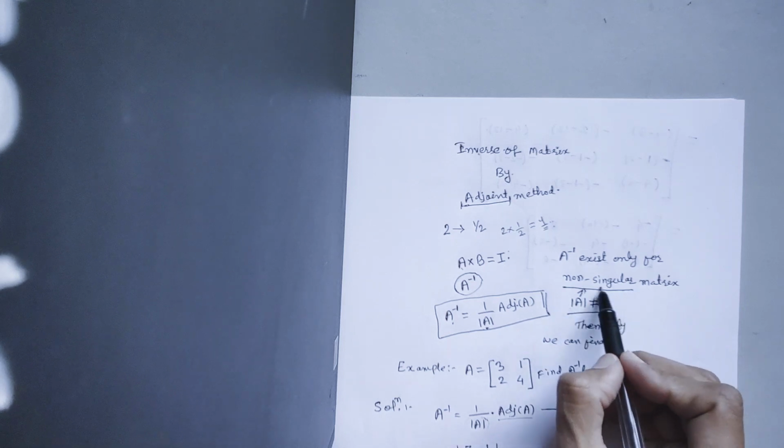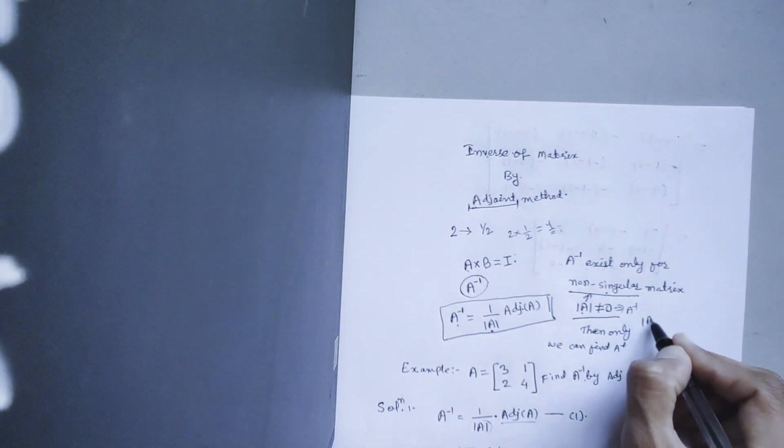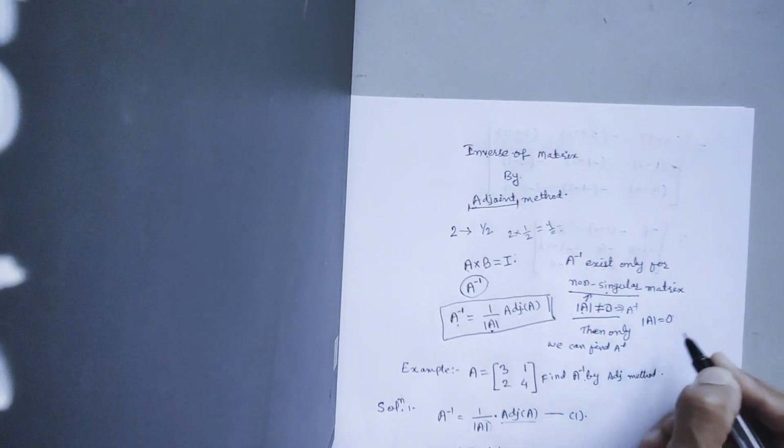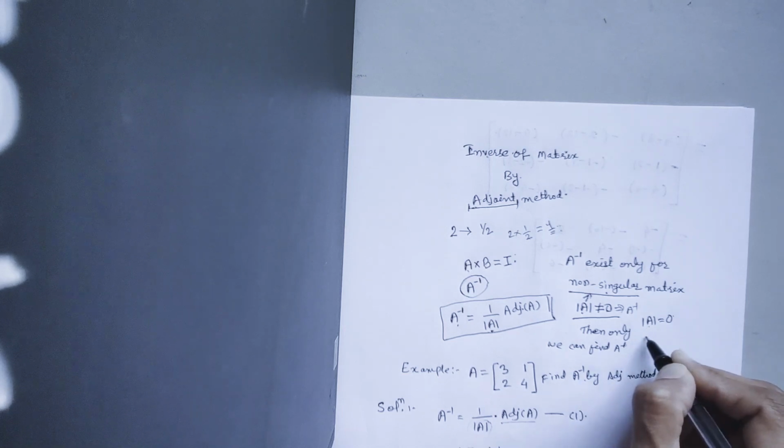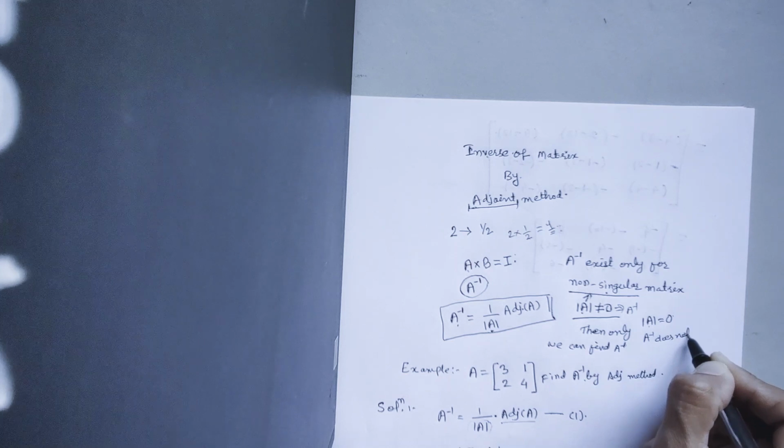To check whether the matrix is singular or not, you need to find determinant. If determinant is not equal to 0, then and only then A inverse exists, otherwise A inverse does not exist. So just remember this. If determinant of A is 0, then this is a singular matrix and A inverse does not exist.